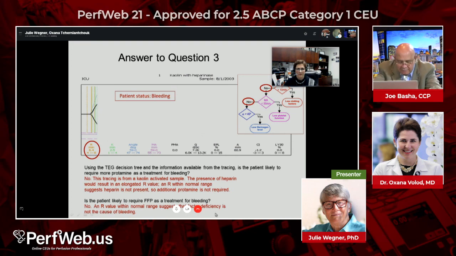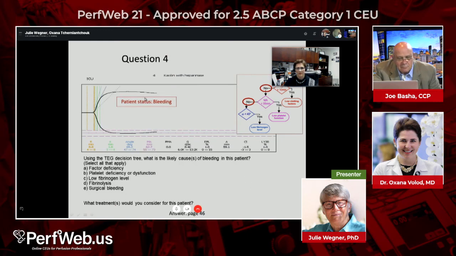The normal R values suggest that the factor deficiency is not the cause of bleeding at this point in time. So again, you don't have to wait for the whole thing to get done. You can start looking at it as it goes, to get an idea of what you're going to need if a patient is bleeding. So let's go to the next one.